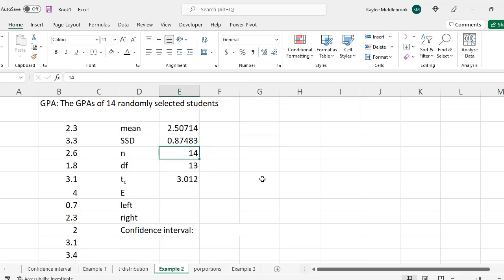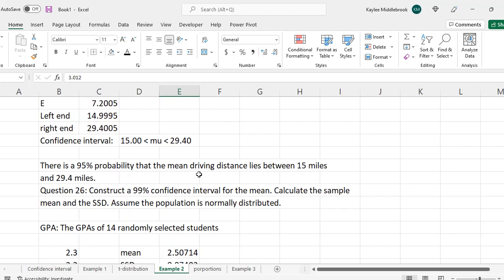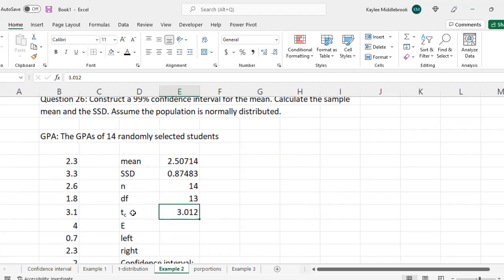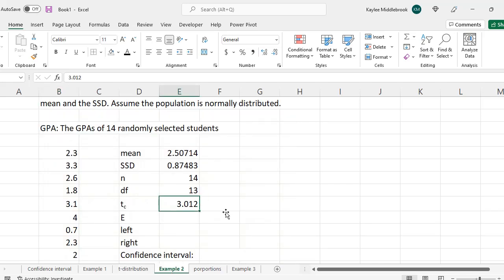So our n is 14 as they gave to us, and then our degrees of freedom is going to be n minus 1, which is going to be 13. Our critical value, we went ahead and found it in the table where our degrees of freedom is 13, and then our confidence level is 99%. So if we look for our 13 degrees of freedom and then go to exactly 99%, that will give us our value of 3.012. Yep, right there.